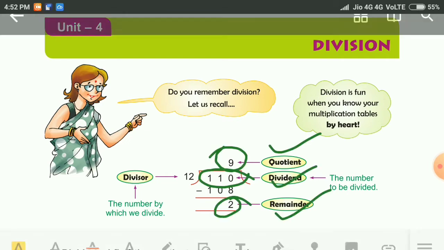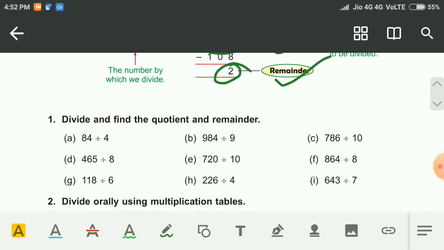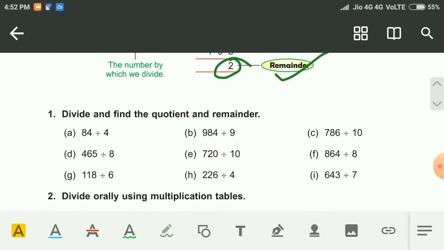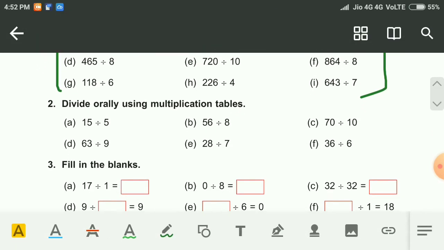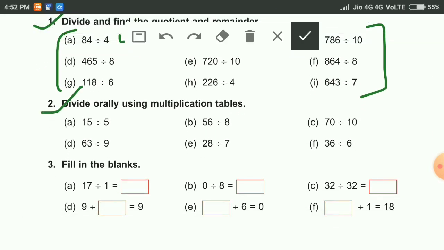Then the next one, in question number 1, we have to divide these numbers. On the next page, we will do it. Question number 2, we do it orally without taking pen and paper. If we know the table, we can divide easily.